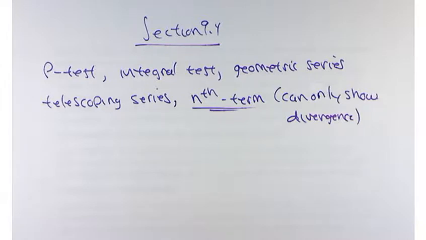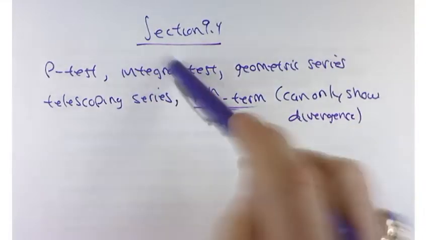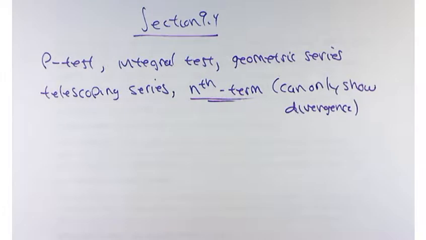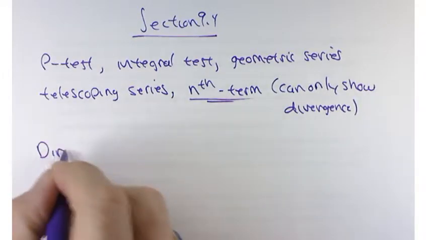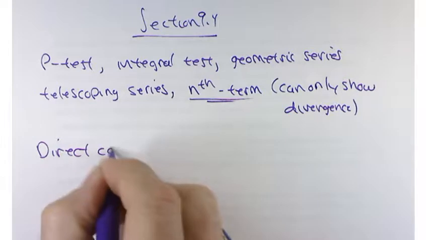So let's see. That gives us 1, 2, 3, 4, 5 tests. 5 tests simply isn't enough. You need a couple more. So let's do a couple more here. In this section, we're going to do the direct comparison test and the limit comparison test. So we'll start with the direct comparison test.